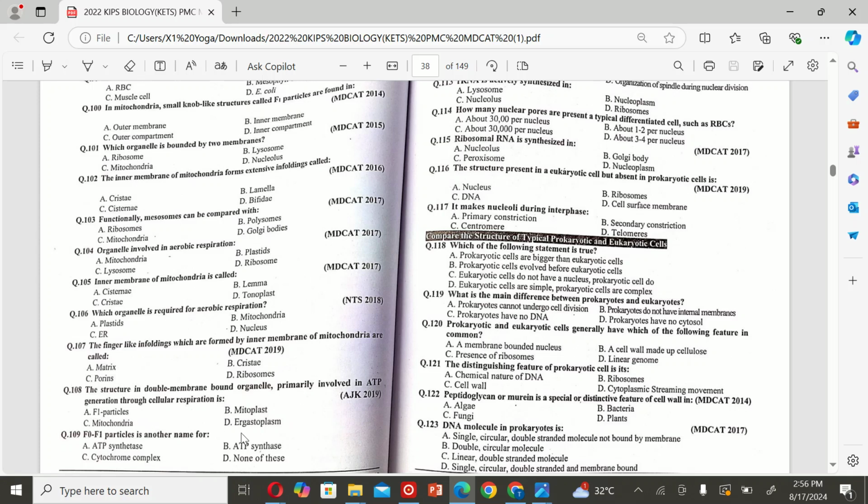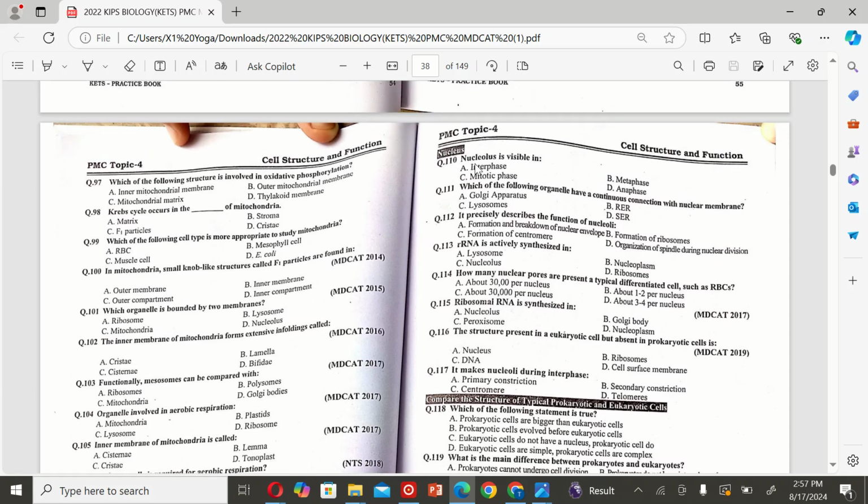The next MCQ is: the structure, a double membrane bound organelle primarily involved in ATP generation through cellular respiration, is A. F1 particle, B. Metaplast, C. Mitochondria, and D. Ergastoplast. So the correct option is C. Mitochondria. The next MCQ is: F0 and F1 particles are another name of A. ATP synthase, B. ATP synthase, C. Cytochrome complex, and D. None of these. So the correct option is B. ATP synthase.